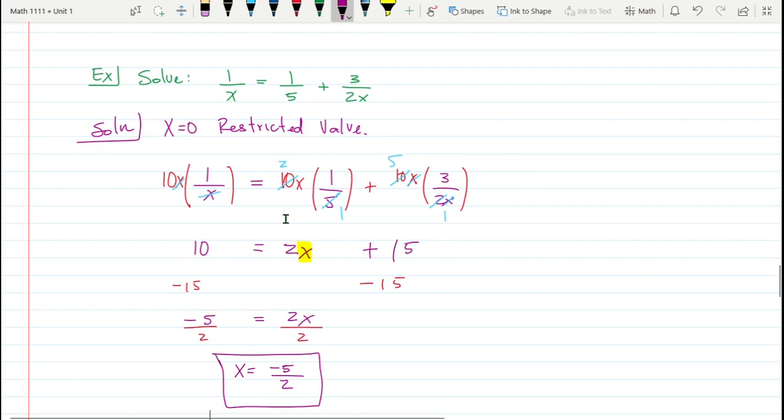The restricted value and the final solution should not match. And if they did, then we would say no solution. But in this case, they didn't match. So we're good to go. That is the solution for that problem.